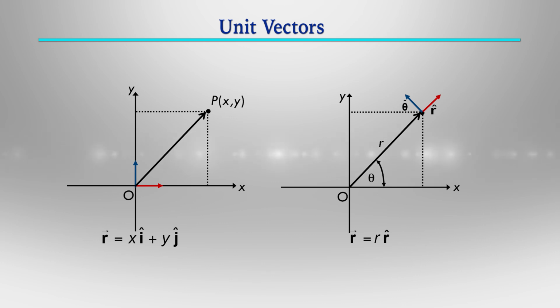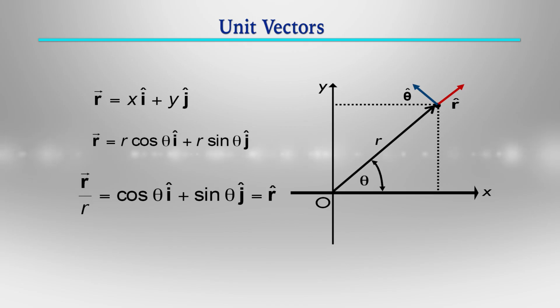So this is the difference between the unit vectors i cap and j cap, and r cap and theta cap. Theta cap is a unit vector in the direction of increasing theta, and r cap is a unit vector in the radial direction. Suppose a particle is located at this point P, which is defined by the coordinates x and y. How do you write the position vector r in terms of the unit vectors i cap and j cap? You say that r is equal to x i cap plus y j cap.